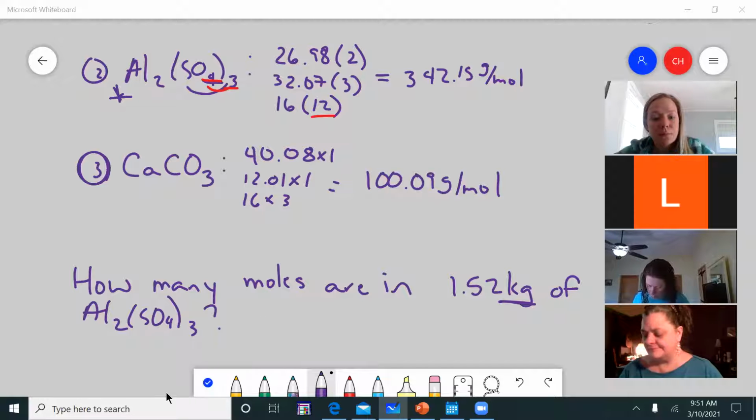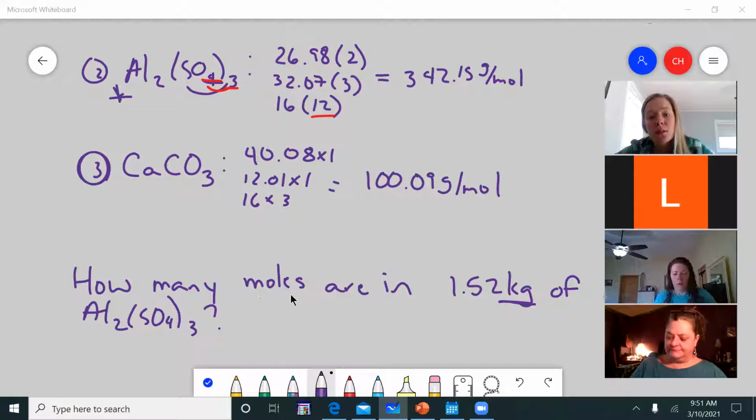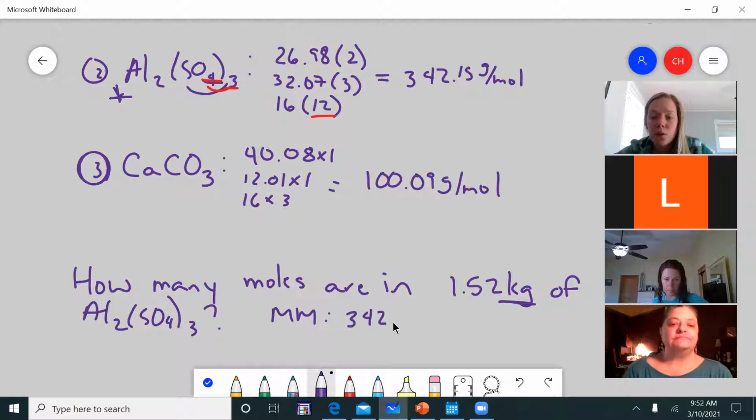Okay, so in this problem, we're talking about a compound. So on that master flow chart, we want to be in the compound section. If we're going from grams into moles or moles into grams, we need to be using a molar mass. So I'm going to write the molar mass just here. The molar mass for this compound is 342.15 grams for every 1 mole. That's unique to this problem.